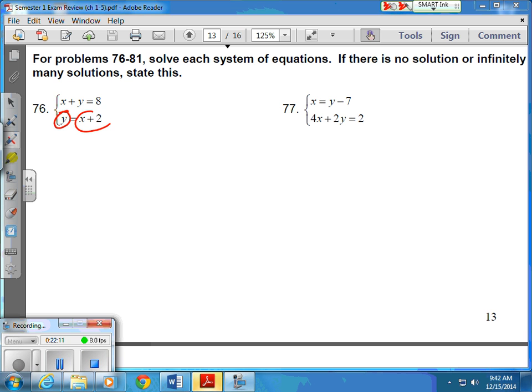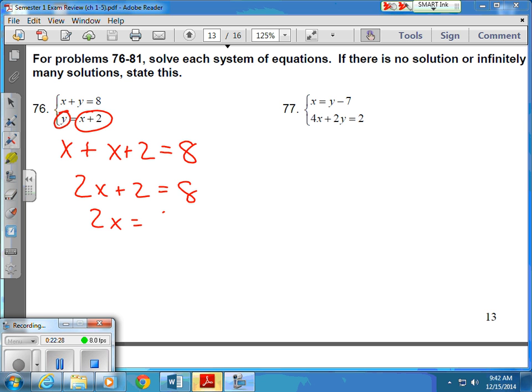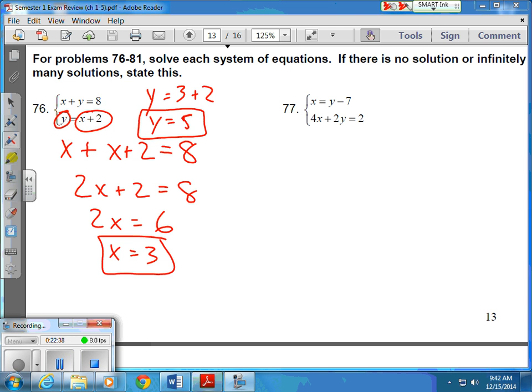We're going to use substitution. We've already got y by itself. So x plus 2 equals 8. So that gives us 2x plus 2 equals 8. So that means 2x is equal to 6. That means x is equal to 3. And if x is equal to 3, then y is equal to 3 plus 2, which is 5.